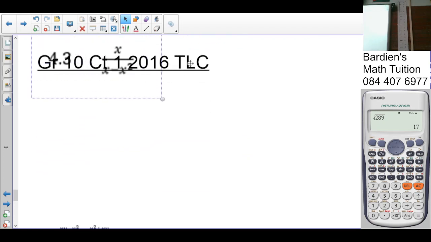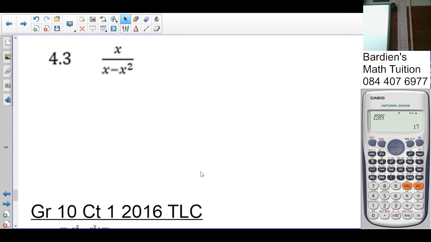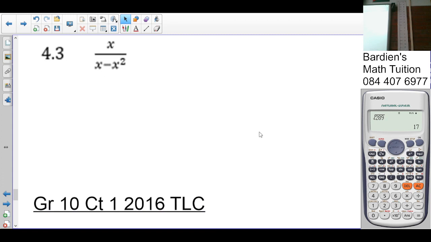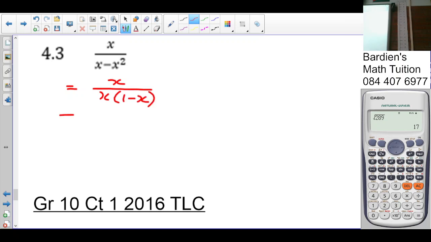Look at the next one. As you can see here, you can see the denominator x is common, so it's x into y minus x. Of course, the x is cancelled, so it leaves you 1 over 1 minus x.